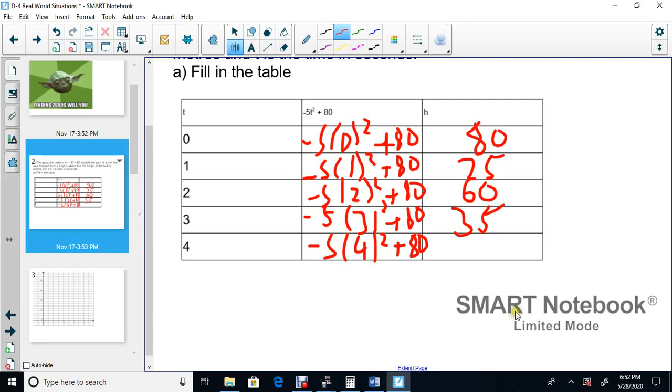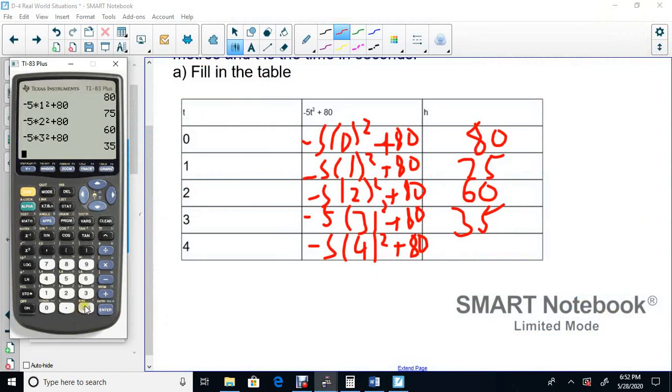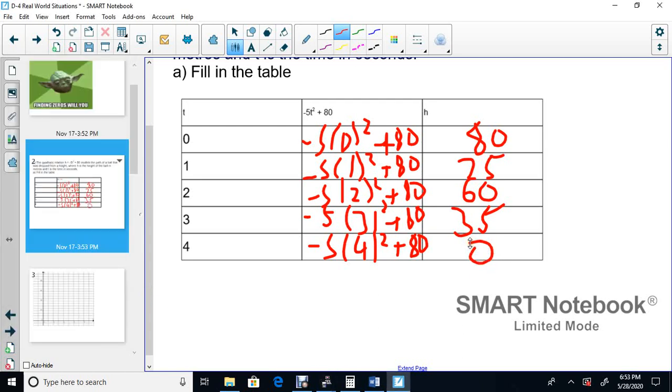And then you get negative 5 times 4 squared plus 80. So you get negative 5, not minus, it's times 4 squared, plus 80. 0. Oh, hits the ground then. So after 4 seconds, it hits the ground.